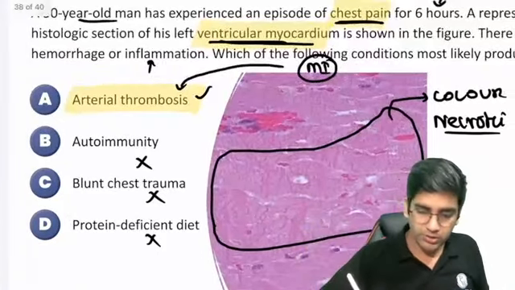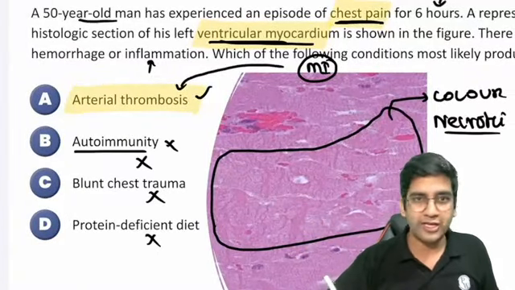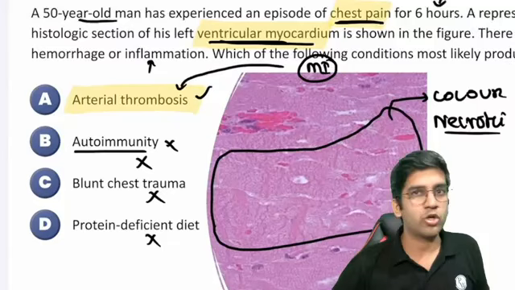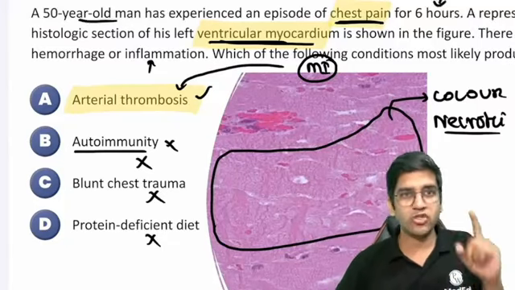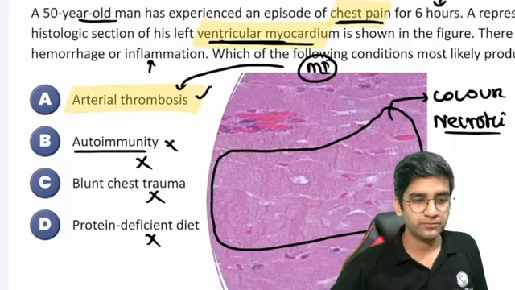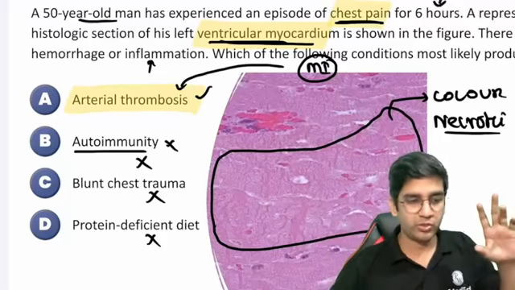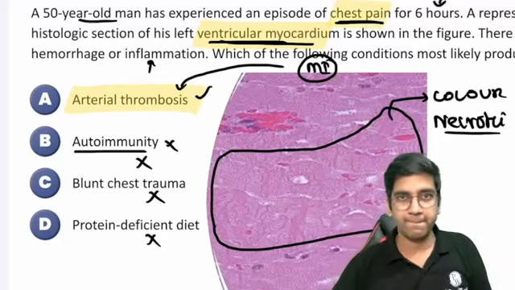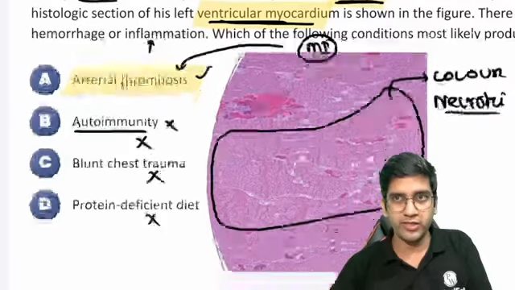Amongst the four options, autoimmunity will not cause a heart attack. Blunt chest trauma will not cause a heart attack. The only thing which can cause a heart attack is an arterial thrombus. Clear? Harsh, I hope I cleared it out. And Sahil, I hope it's clear. Fine. Okay, I'll go to the next question.